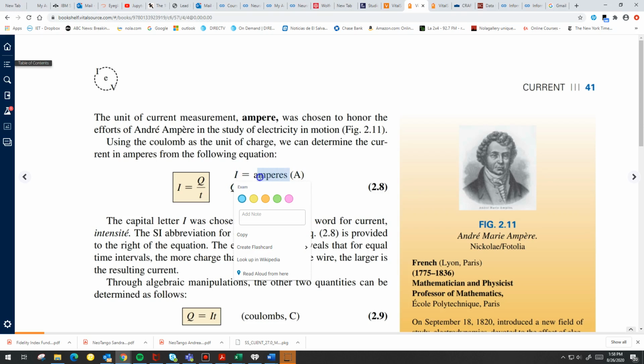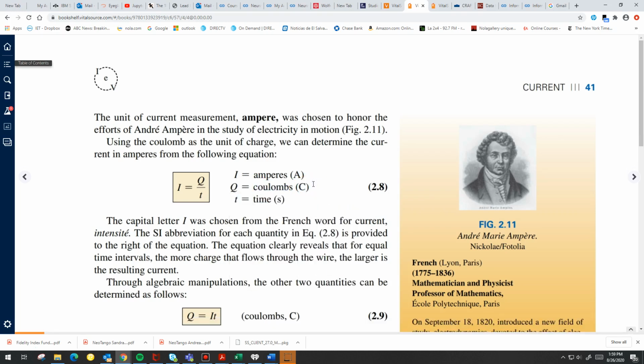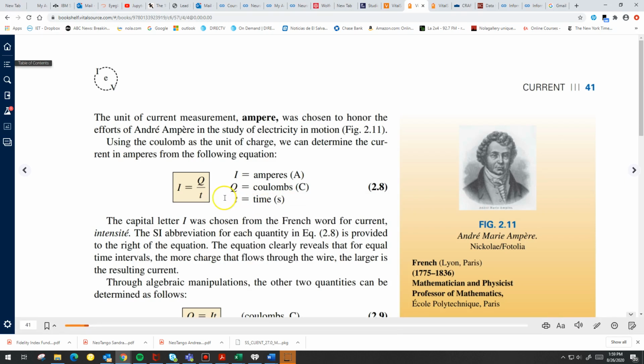Amperes or amps are the units of current, and we use capital A to represent them, not lowercase a. It's important that we understand that. Uppercase A to represent amps. Q is the charge, which we know is in units of coulombs, and we use capital C to represent coulombs. t, lowercase t, is also important that we use lowercase t, because uppercase T means something else later. Lowercase t represents time.